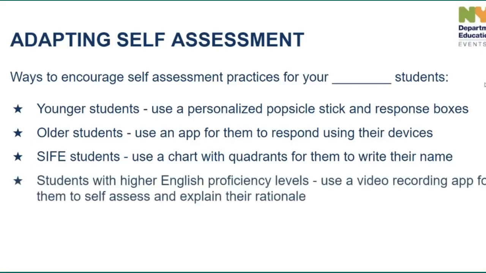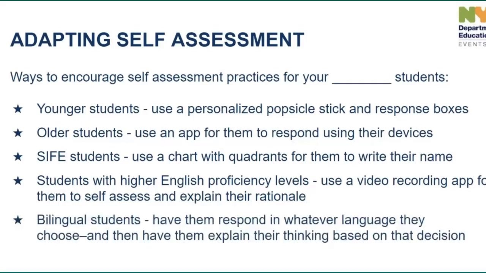Students with higher English proficiency levels could use a video recording app like Flipgrid for them to self-assess and explain their rationale. And this could also be done in a home or target language as well. And bilingual students can be given the option to respond in whichever language form they choose, and then reflecting on that decision becomes a formative assessment of their own language development.